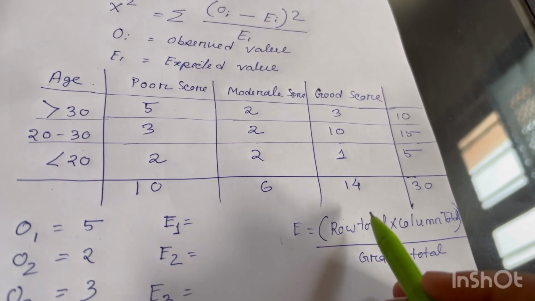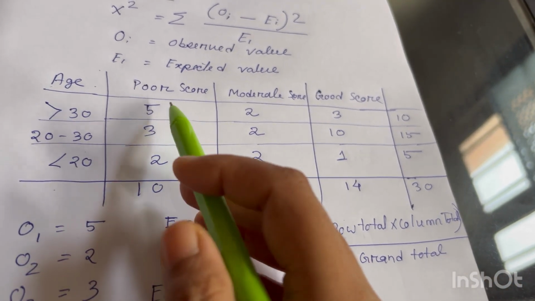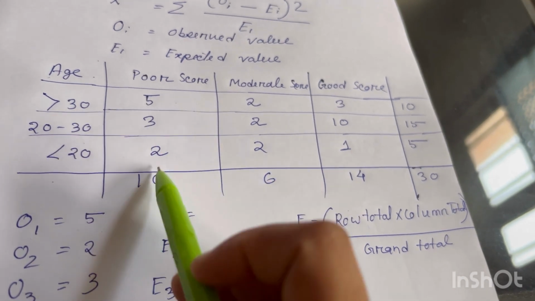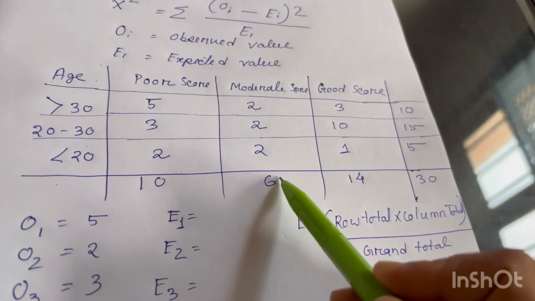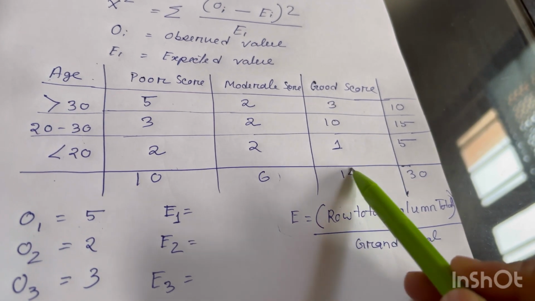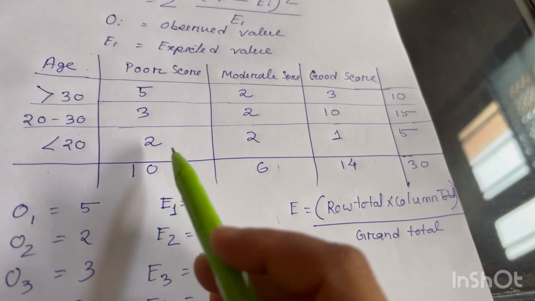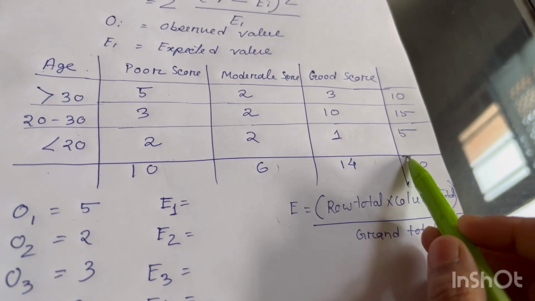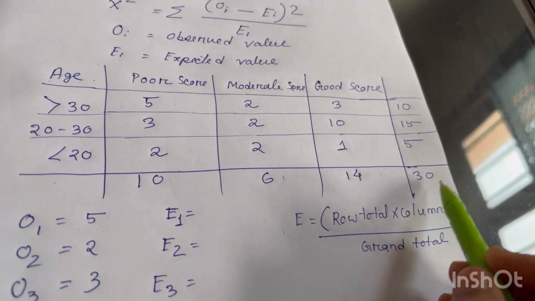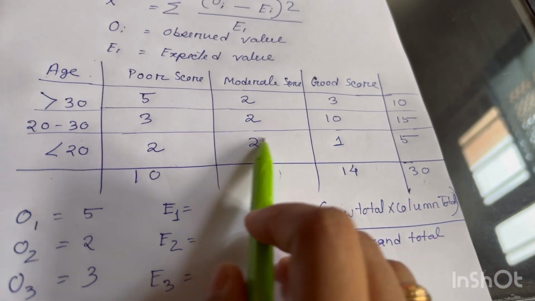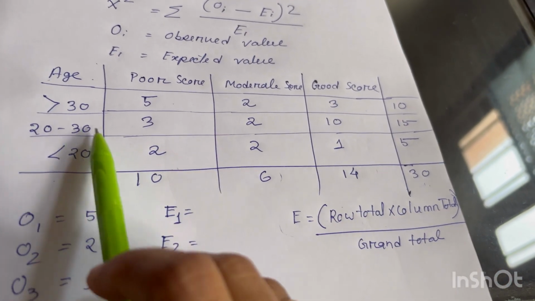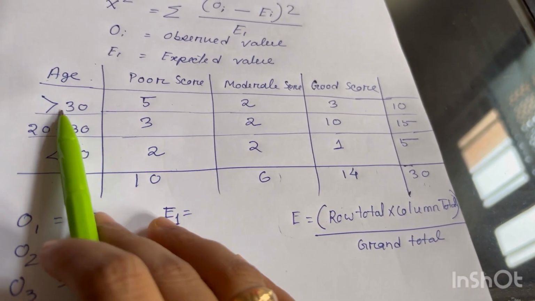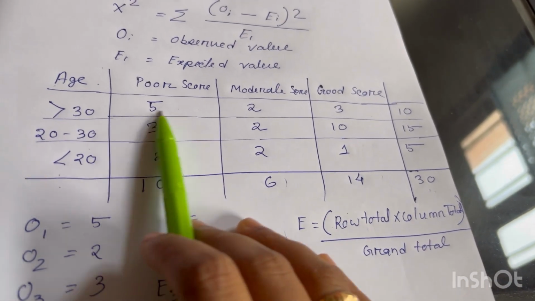Next we have to calculate the total of the values present in the columns. You can see for the first column this is the total value, for the second column this is the total value, and for the third column this is the total value. If you calculate vertically and horizontally, you will get 30, because 30 is our sample size, and these 30 samples are scattered in the different categories based on their score and their age category. So these are our frequencies.